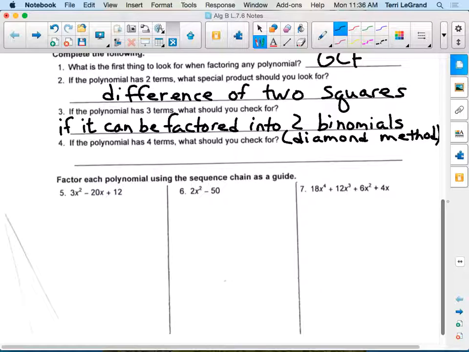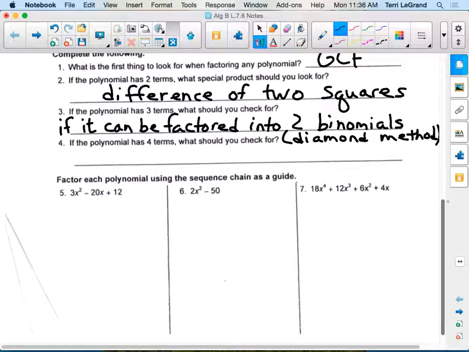If A is not equal to 1, I know I not only have to use the diamond method, but what else? If A is not equal to 1, I can't stop with just the diamond method. What else do I have to do? You're going to FOIL it. You're going to do factoring by grouping. Yeah, we got to do that. Okay, so we'll practice this.